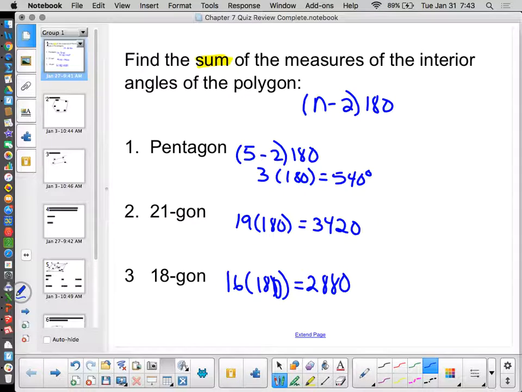So again, hopefully you did those and got those right. And you did the practice, but you will see problems exactly like that, just different numbers. I mean, it's not going to say pentagon, 21 gon, 18 gon. Maybe it'll say octagon, 14 gon, 23 gon, or something like that. Same type of question you'll see on the quiz tomorrow.